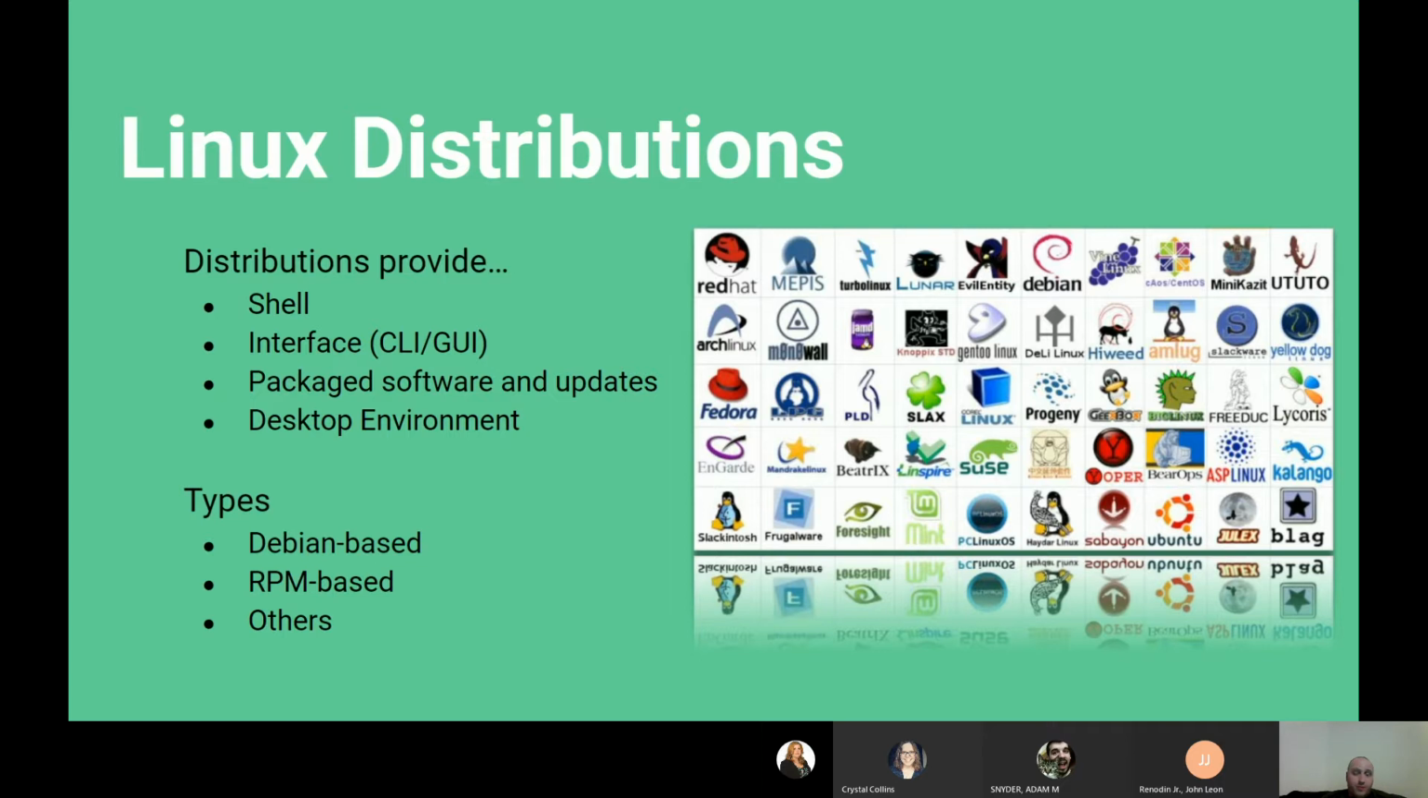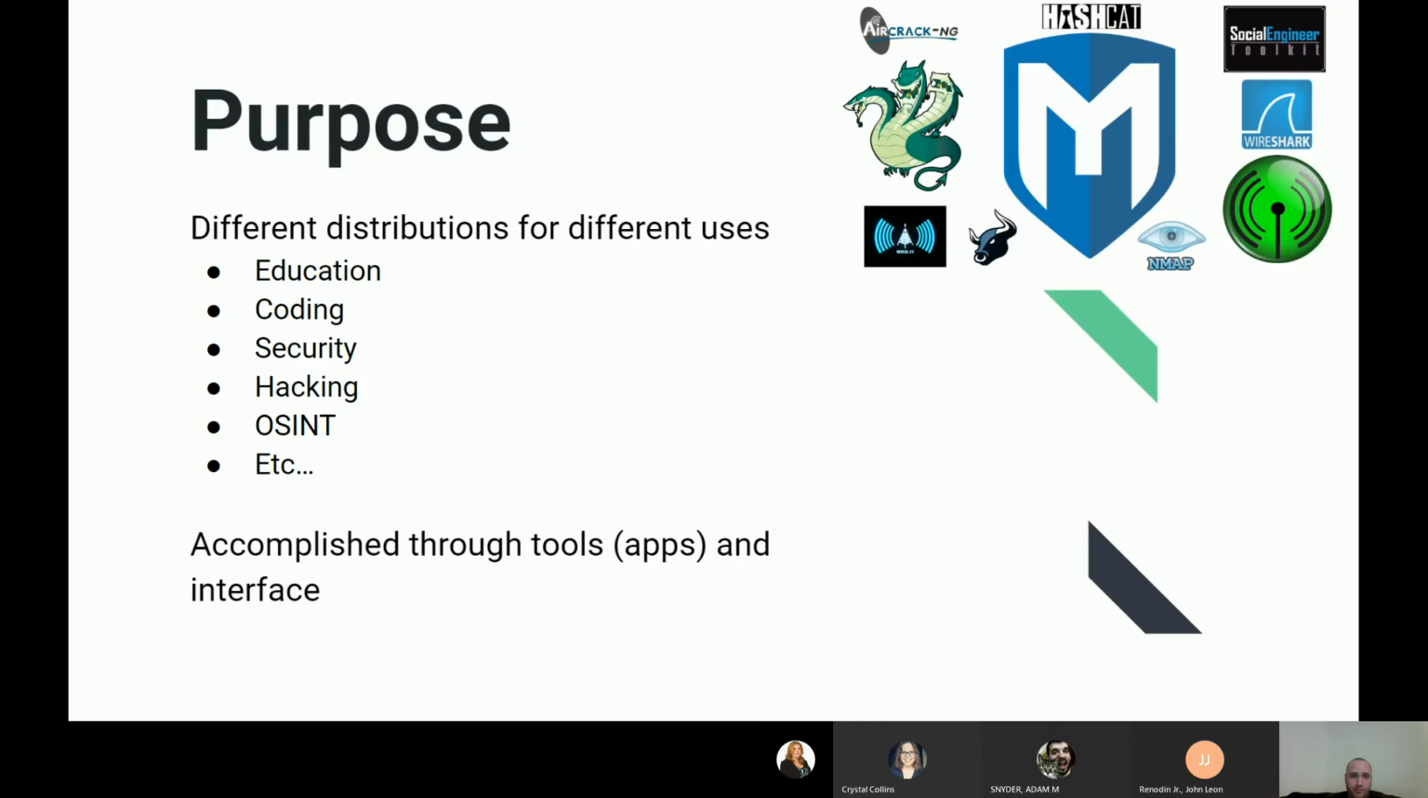There are several types of Linux distributions. The most common ones that you're going to see are going to be Debian-based, which would be like Kali, Ubuntu, things like that, and then RPM-based, which would be like your Red Hat, Fedora, CentOS, those types of distributions. And again, there are many, many others, and some of them are even just standalone distributions that are not based on another distribution.